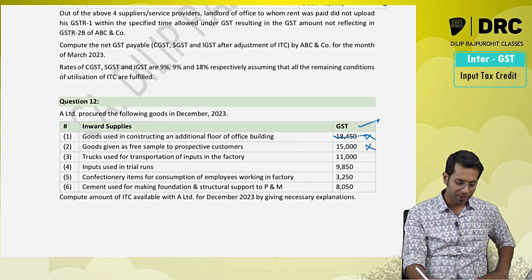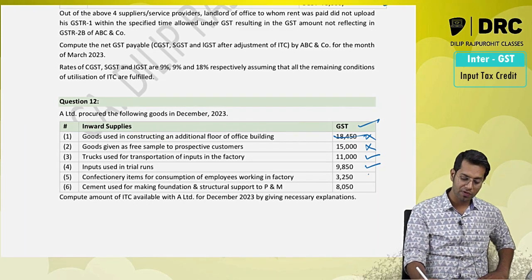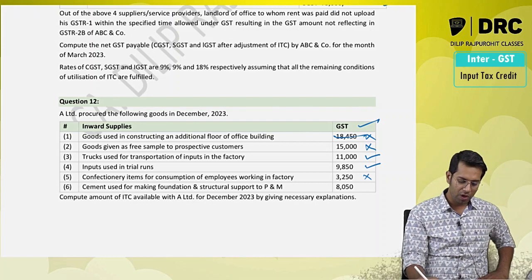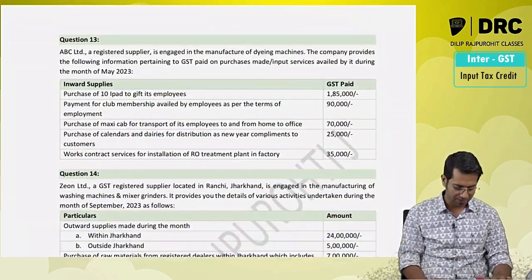Free samples to prospective customers? No. Trucks used for transportation of goods? Yes, ITC is allowed. Inputs for trial run, ITC is allowed. Confectionaries, food items for consumption of employees? No. Cement for laying foundation of plant and machinery? Yes, ITC is allowed. Very simple question.